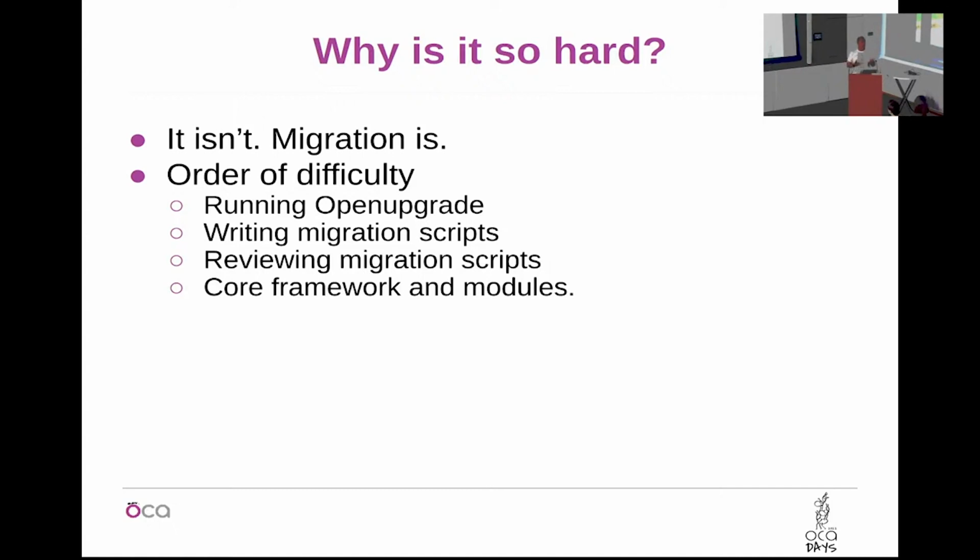And then at the end of it, the core framework and the modules like OpenUpgrade Lib, contributing to the framework, those kinds of things I'd put at a different level. Really, the first step you want to get to is to be able to run it and then be able to write migration scripts, both for the core community modules and for your own code.